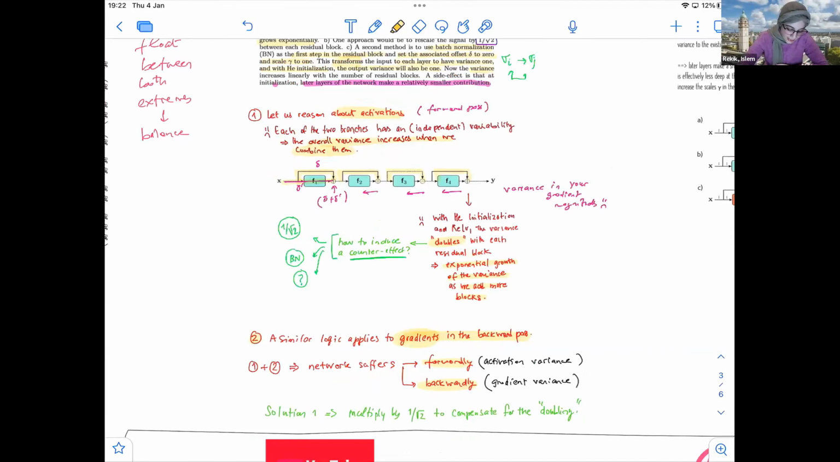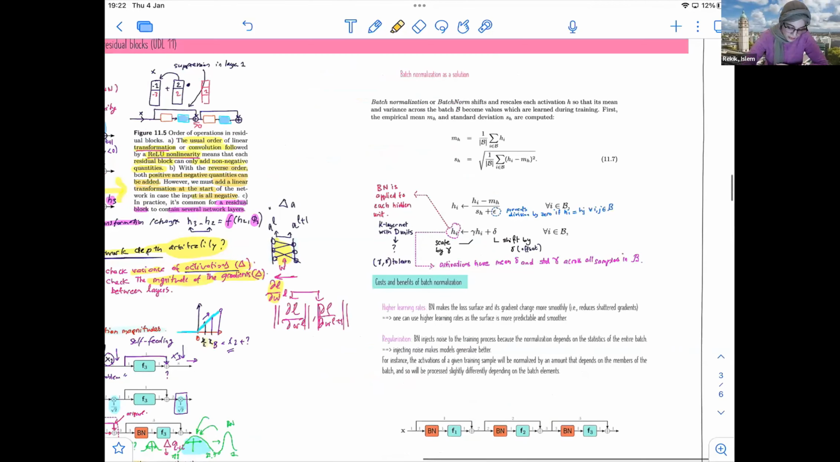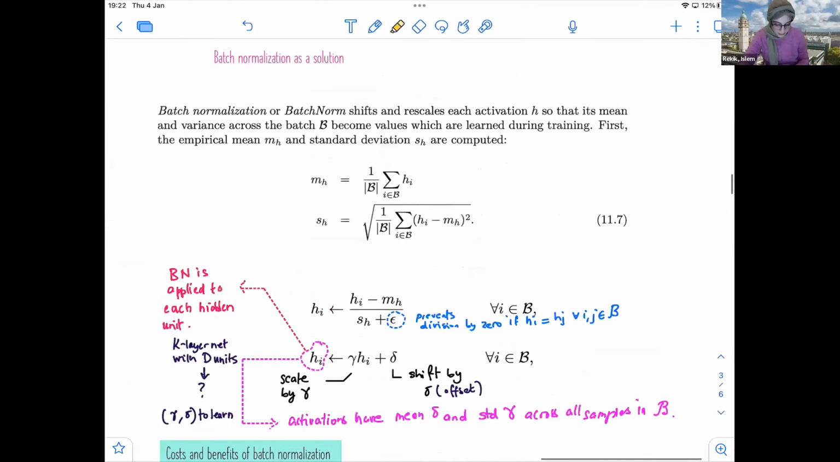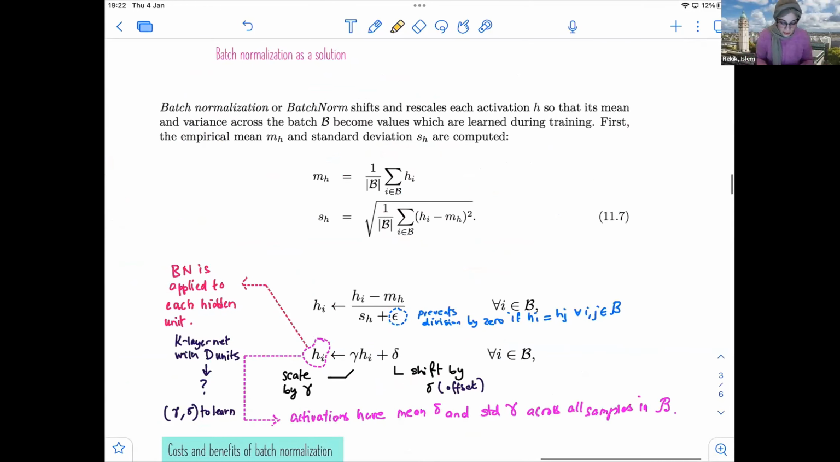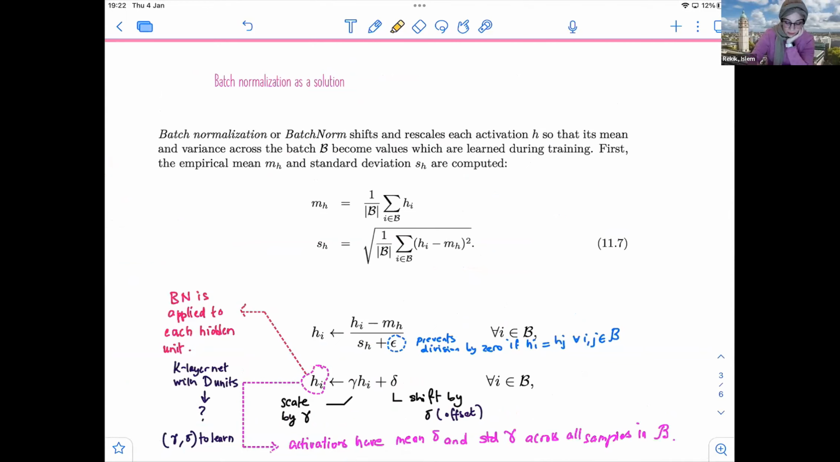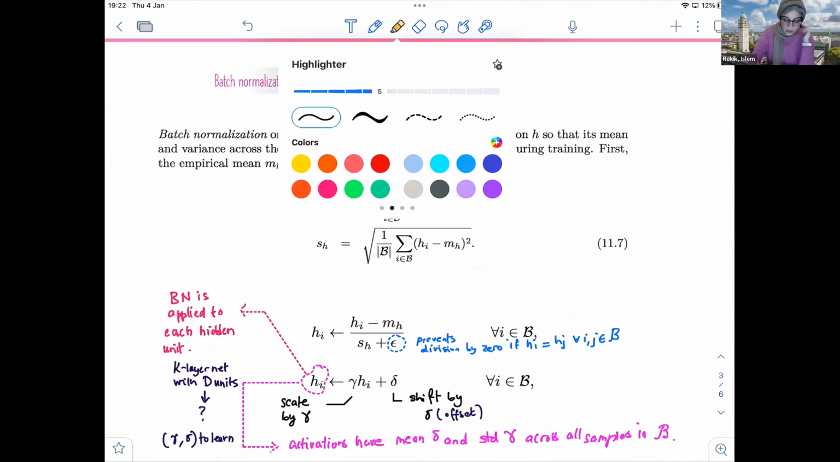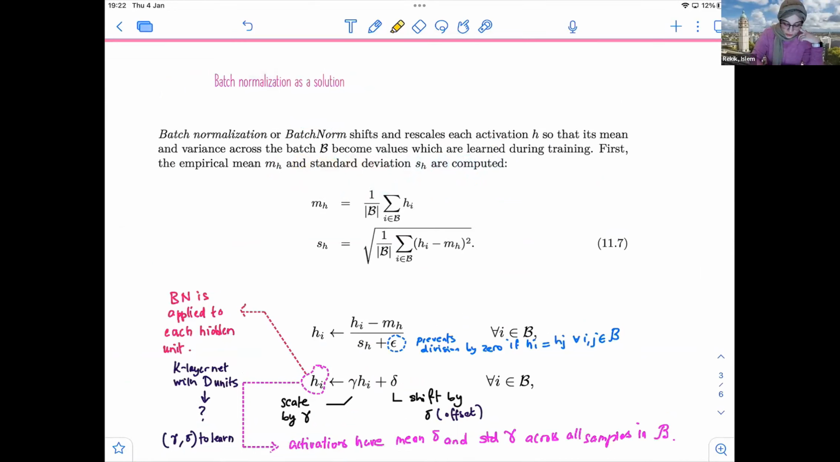So now let's look at batch normalization. How do we actually introduce it in residual networks? It's actually very simple. It's the same way that we introduced it before. Batch norm shifts and rescales each activation H. So every single hidden unit, that is the output of the W layer and also, for example, a nonlinearity such as ReLU, we do some shifting and rescaling. So we bring everybody to the same mean and variance across the batch.